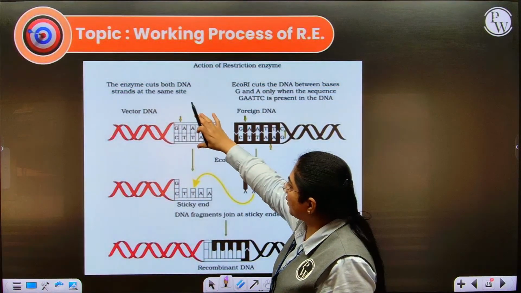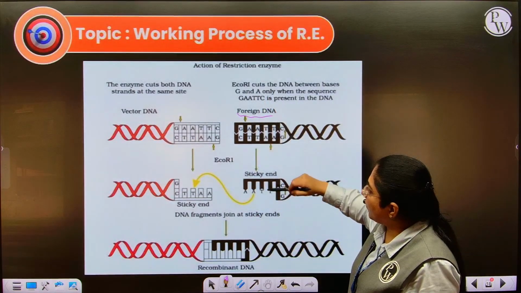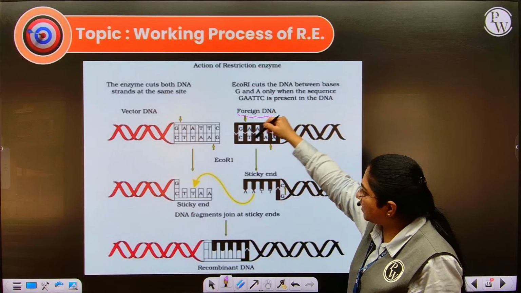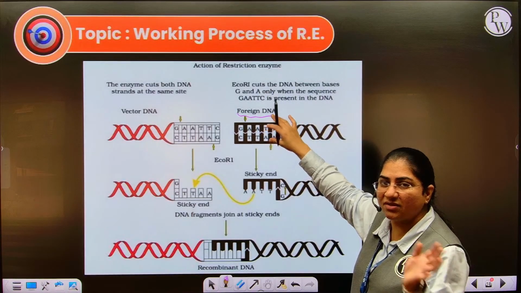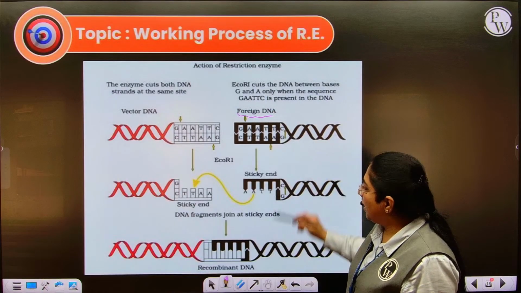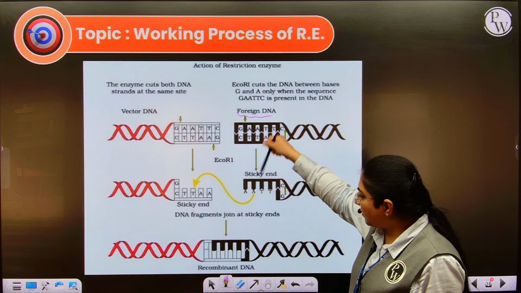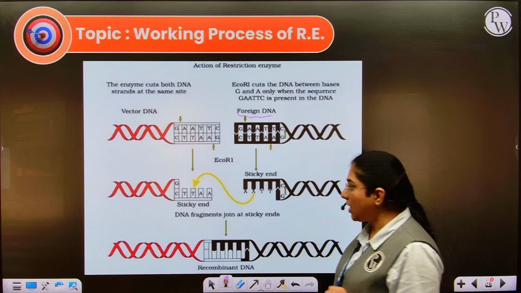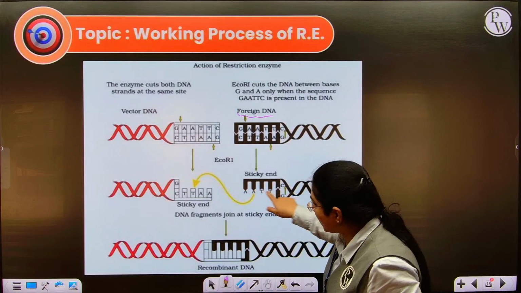So say for example, if you're talking about the foreign DNA, let us first talk about the foreign DNA. So when we are using EcoRI, you can see GAATTC, this is a palindromic sequence, meaning the enzyme that we are using here is EcoRI, the RE that we are using. It will make a cut between G and A, as I told you. As it makes a cut between G and A, these are sticky ends or overhanging or staggered ends that are formed. Now these ends that are formed will have nitrogen bases which are free.